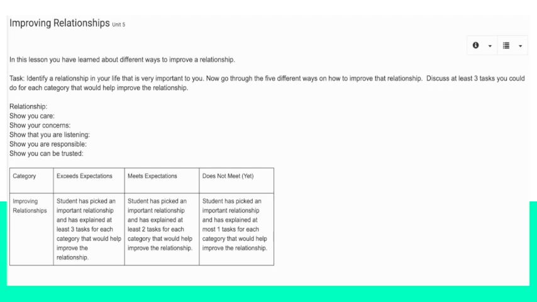So when you're looking at how to get that 100%, you need to be able to explain 3 different tasks for each one of the above areas. Remember, the areas are show that you care, show your concern, show that you are listening, show you are responsible, and show that you can be trusted. 3 different tasks based on that relationship and that person that you can do in those areas.